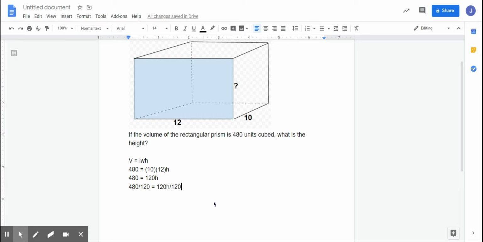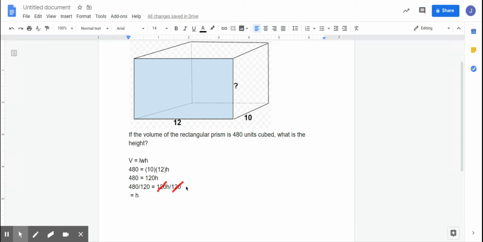On the right side of the equal sign, when we multiply by a number and divide by the same number, those things simply cancel out. The multiplying and the dividing by 120 just go away because they're opposites. They cancel each other out. So on the right side of our equal sign, we're just going to have the height, because the multiplication of 120 was canceled out.